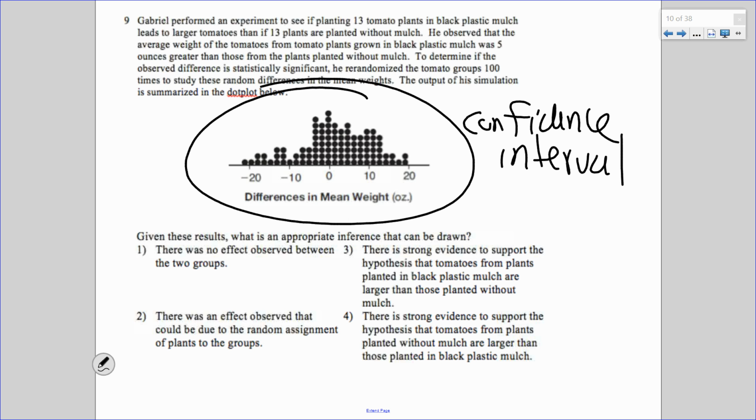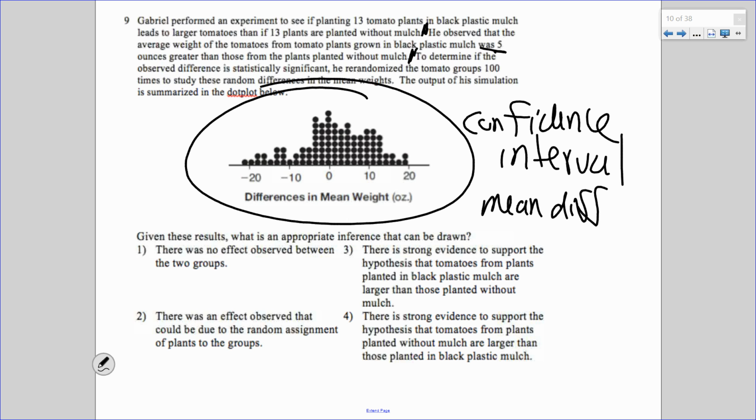Gabriel performed an experiment to see if planting 13 tomato plants in black plastic mulch leads to larger tomatoes than if 13 plants are planted without mulch. Because students totally know what the mulch is, right? Anything mathematical in that first sentence? No. All right, they're doing an experiment. He observed that the average weight of the tomatoes from the tomato plants grown in black plastic mulch was 5 ounces greater than those from the plants planted without the mulch. Anything mathematical there? Yes. This 5, that's the mean difference.